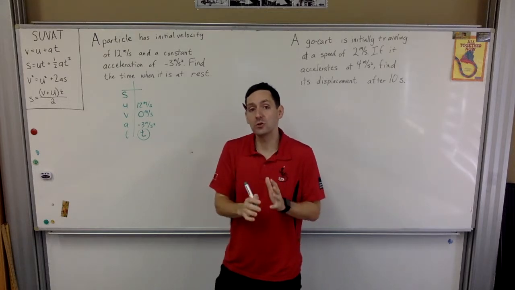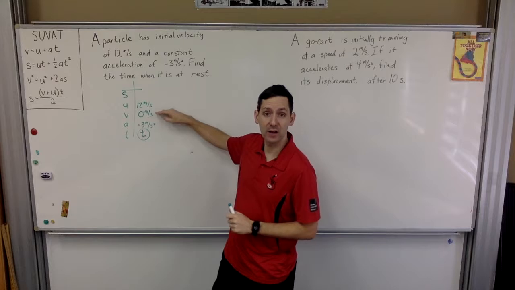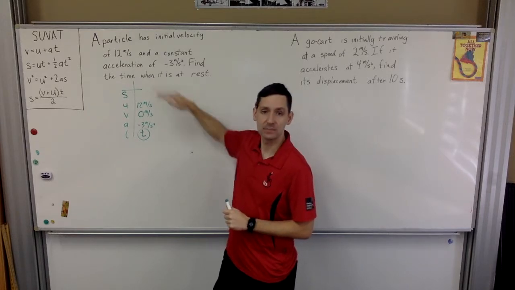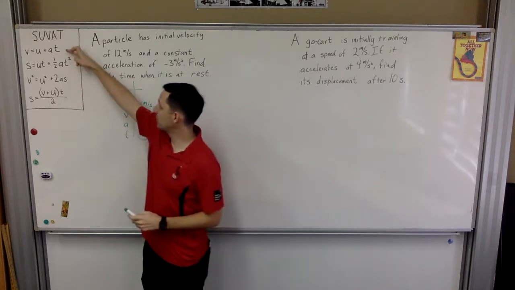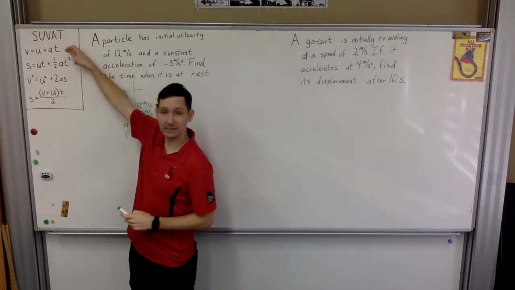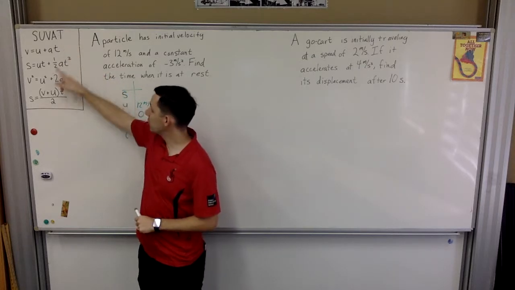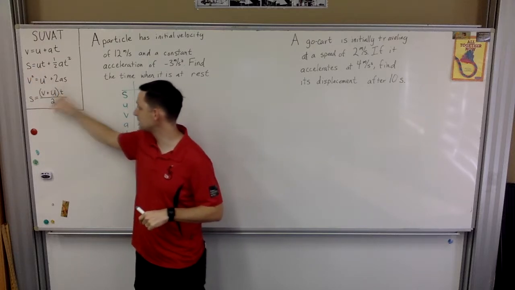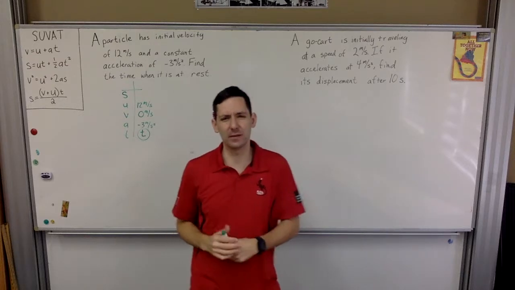We want the one SUVAT equation that has initial velocity, final velocity, acceleration, and time, and does not have displacement. All right, so we're going to go and look, and we'll say, well, this one has initial velocity, final velocity, acceleration, and time, and no displacement. So that's the one we want. You'll notice that each of these others has displacement, displacement, displacement. So I don't want those because displacement means nothing to me in this question.